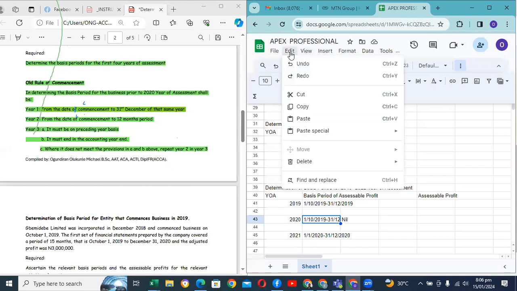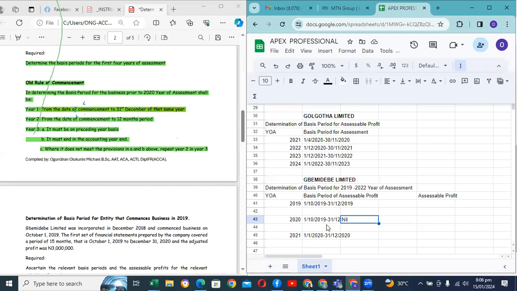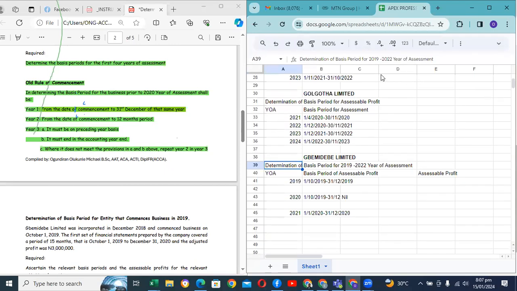What made you put nil in the basis period, sir? What made me put nil is that I'm repeating the same year, and the rule says there should be no gap or overlapping in the basis period. So you are repeating it based on the fact that you want to start by applying the new rule, and it will require you to lag, so that's why you put nil. Yes, exactly.